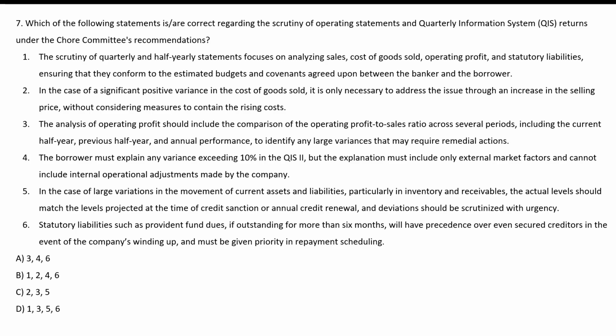Which of the following statements is correct regarding the scrutiny of operating statements and QIS returns under the Chore Committee's recommendation? The scrutiny of quarterly and half-yearly statements focuses on analyzing sales, cost of goods sold, operating profits, and statutory liabilities, ensuring that they conform to the estimated budgets and covenants agreed upon between the banker and the borrower. So this is correct. In case of significant positive variance in the cost of goods sold, it is only necessary to address the issue through an increase in the selling price without considering measures to contain the rising cost. So this is not correct.